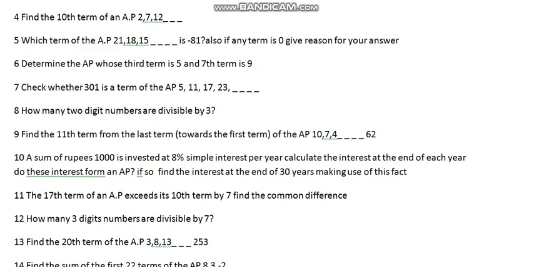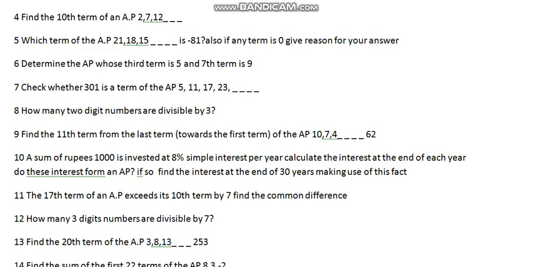Next, the fifth one. Here, what type of question is it? Which term of the AP is -81? Also, if any term is 0, give reason for your answer. It is also from your textbook, and listen, this is a very interesting question, and it may be asked for a 3 mark question. This is a little twisting question. So you practice these questions, which are sometimes different types of questions. So this is something like that.